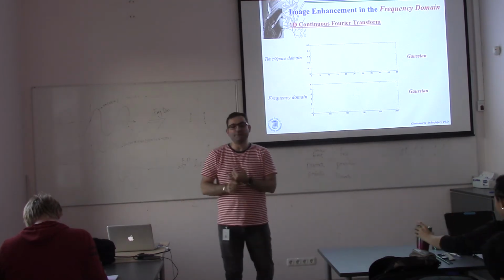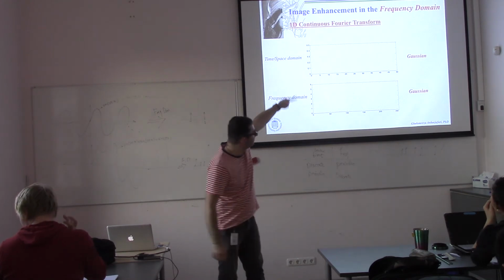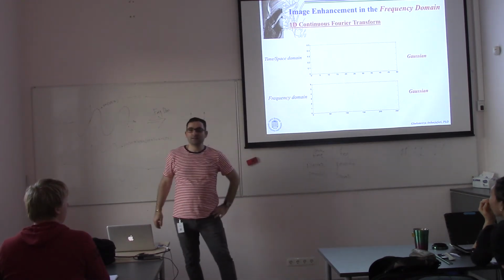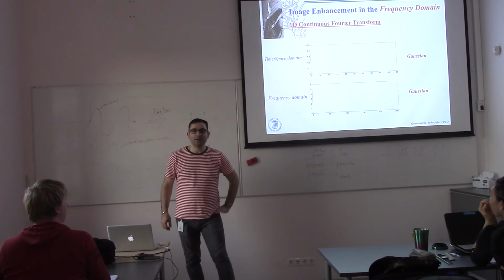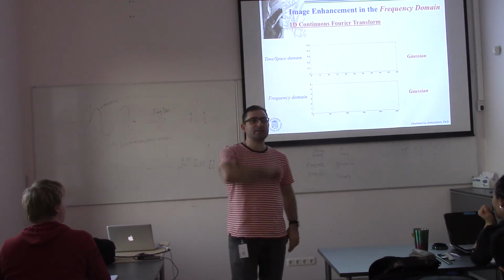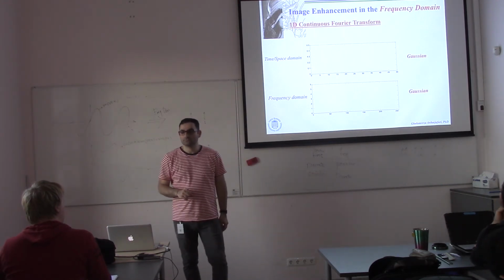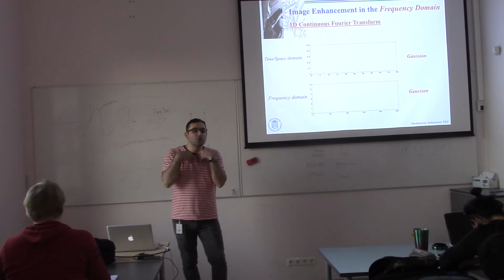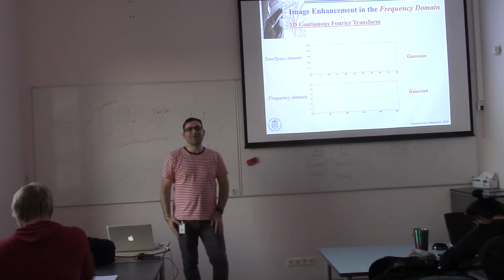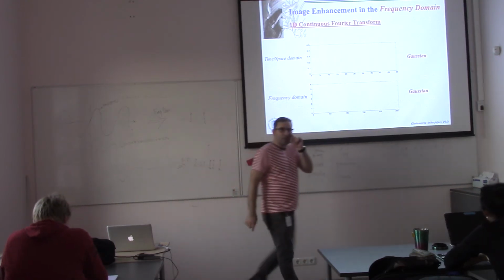What is the other name for the Gaussian distribution? Hans, have you seen the Gaussian distribution? The bell curve. Yeah, the bell curve. What else? Mexican hat, right? But it has one particular name. We call it the normal distribution. Why do we call it the normal distribution? Because in normal life, this is the distribution that we see a lot.